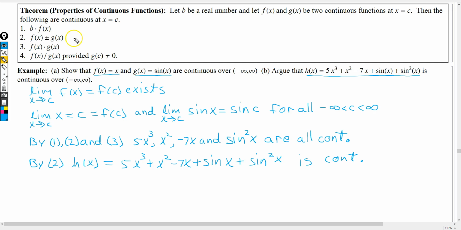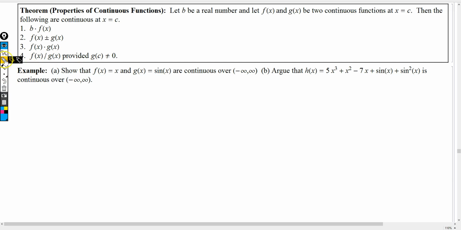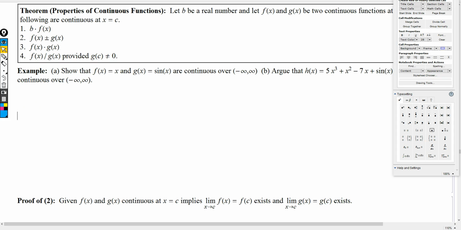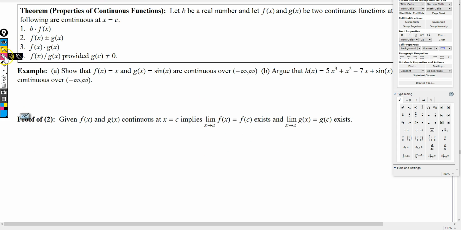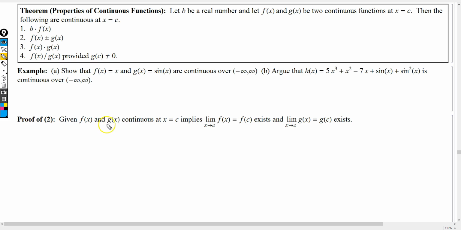Now let's take a look at the proof of number 2 down here. So if we're given that f and g are continuous at x equals c, we want to show f plus and minus g is continuous. So if these are continuous, that implies that the limit as x approaches c of f of x equals f of c, and that must exist, and the same thing for g. So if we then look at the limit of f of x plus or minus g of x, we get this.